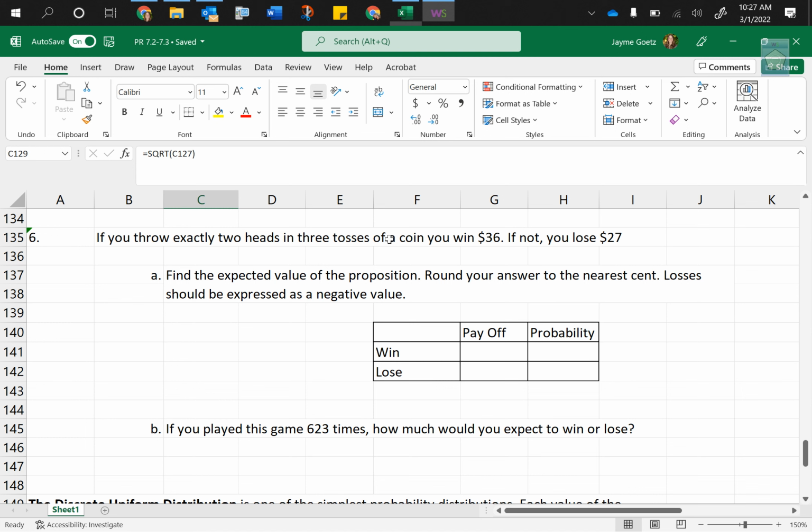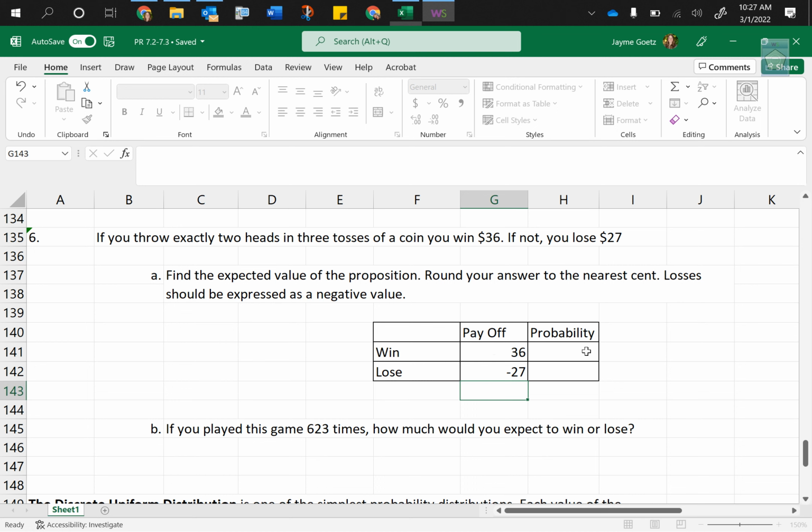So Part A says, find the expected value of the proposition. Round your answer to the nearest cent. Losses should be expressed as a negative value. So what I've done is I've given you a little table. Whenever you're given a problem like this, you want to express it as a table. You have 2 options. You can either win or you can lose. If you win, how much do you get? $36. If you lose, how much do you lose? So that's going to be a negative $27, okay?